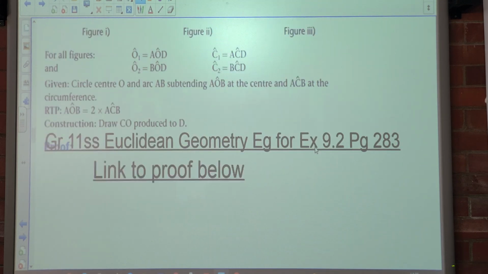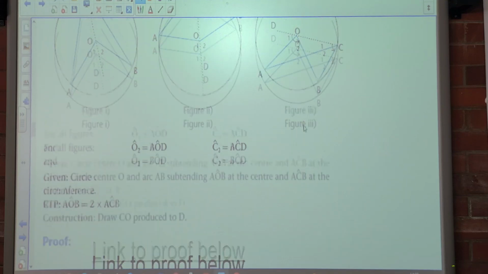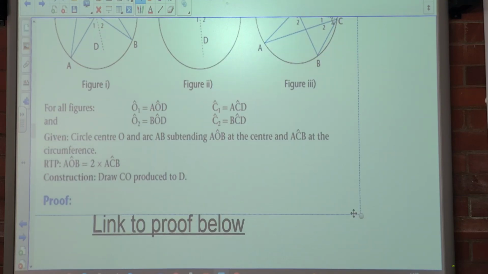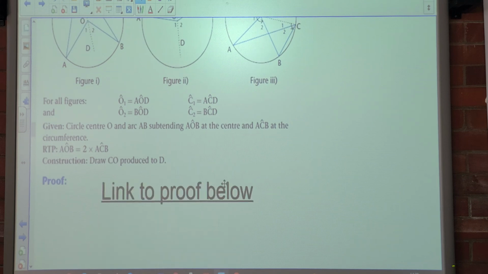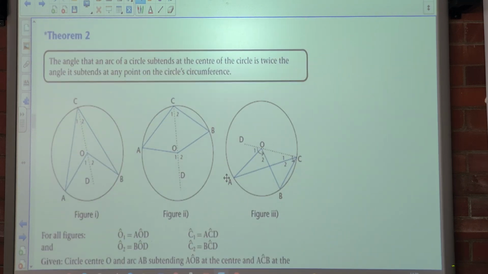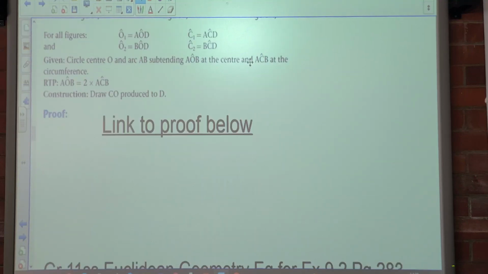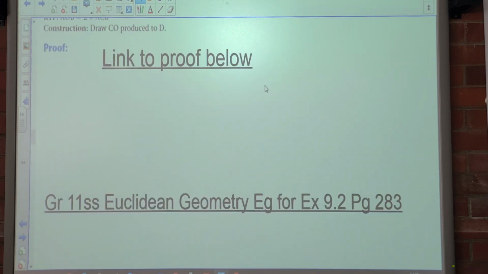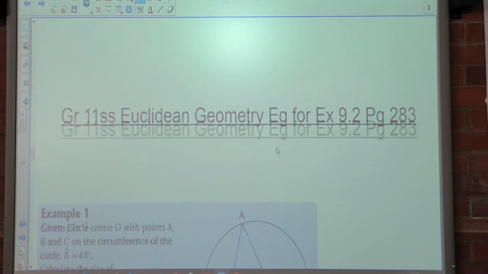So we spoke about this theorem. Yesterday we proved this theorem, not so? Now in the description box below you will find the proof to theorem 2. The theorem says the angle that an arc of a circle subtends at the center of the circle is twice the angle subtended at any point on the circle's circumference. And then we said that once we use this theorem, we will say angle at center is 2 times angle at circumference. Okay. That's the reason for this theorem.